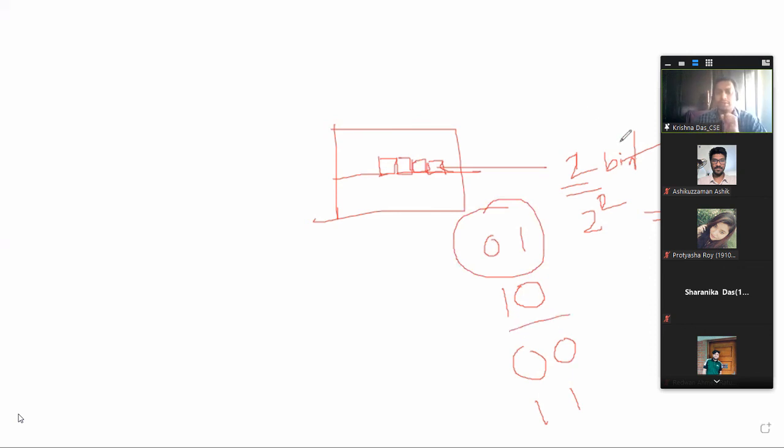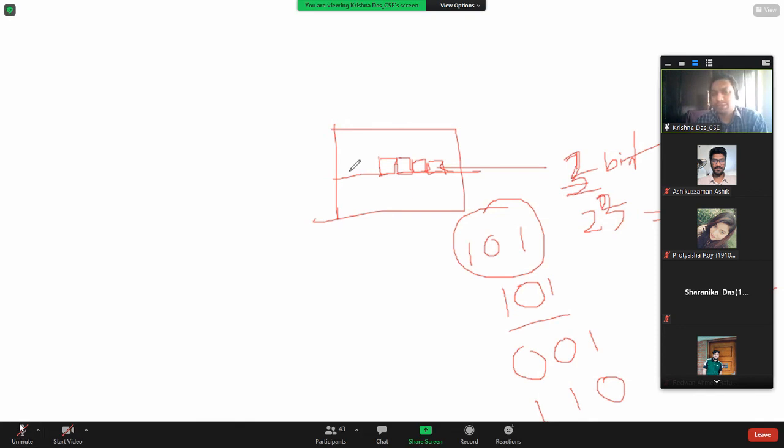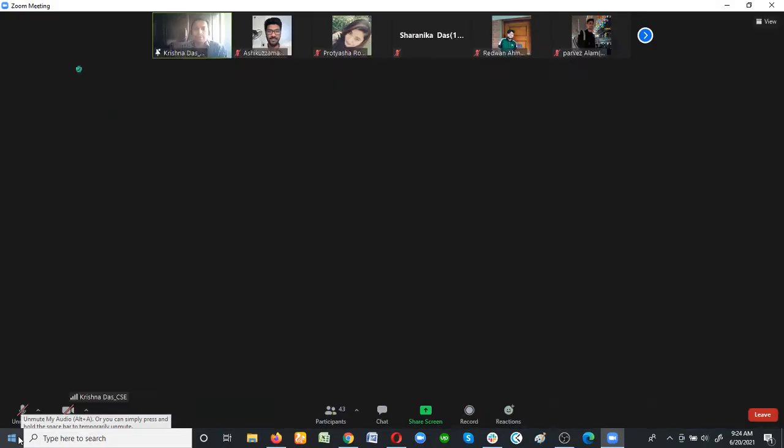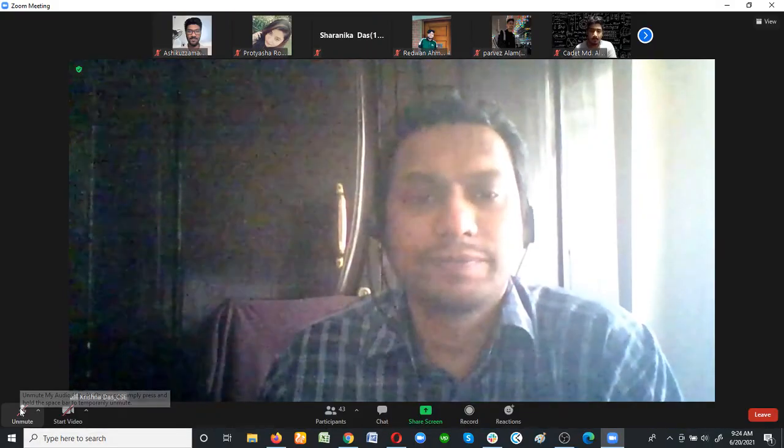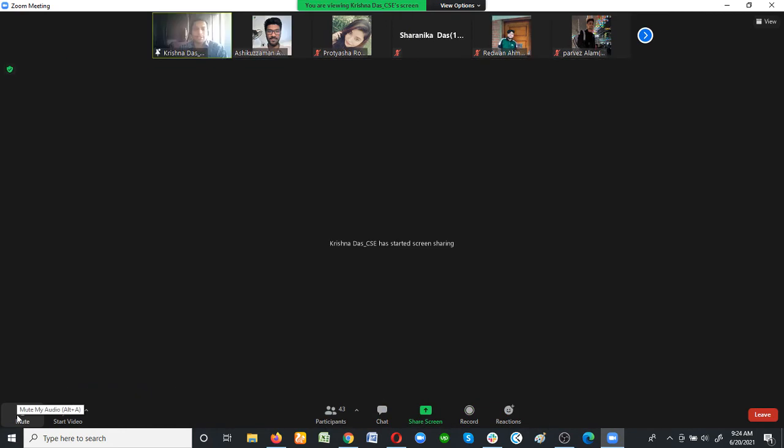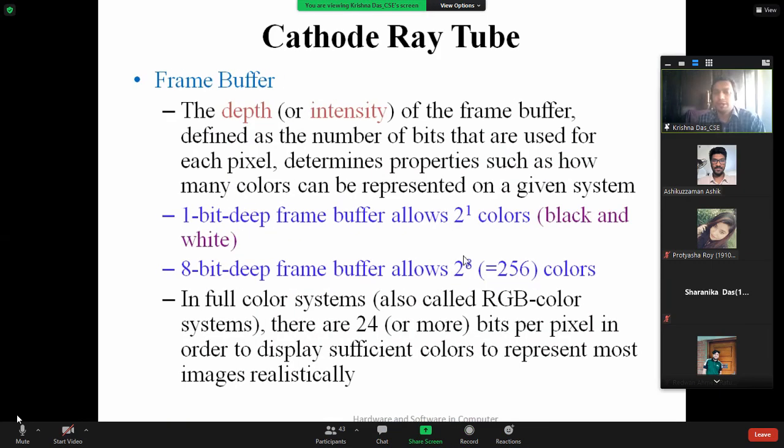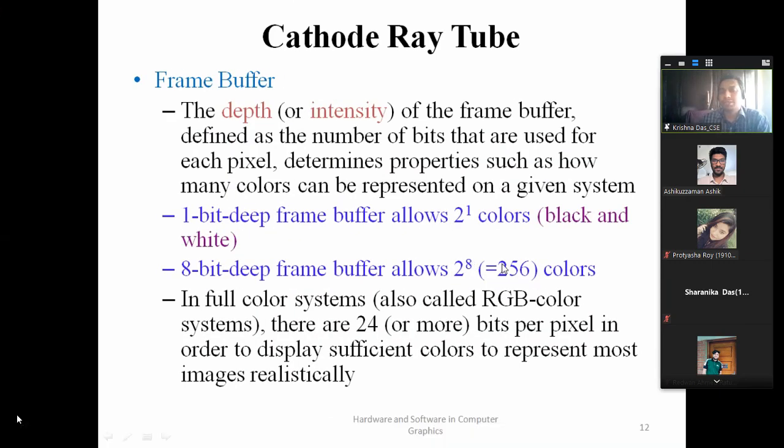So when I'm having 3-bit color depth, that means every pixel can have a combination of 3 bits, so 2 to the power 3 is 8 combinations of color possible. So that's the relationship of the depth of the color. Do you understand now? Yes, sir. So when I'm having 8 bits, that's 256 possible colors.